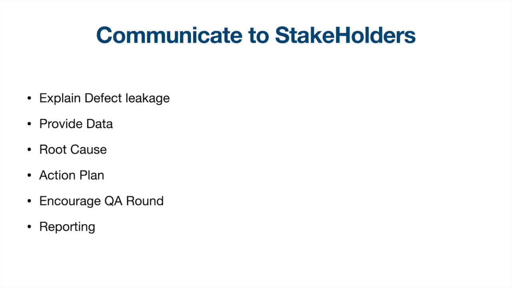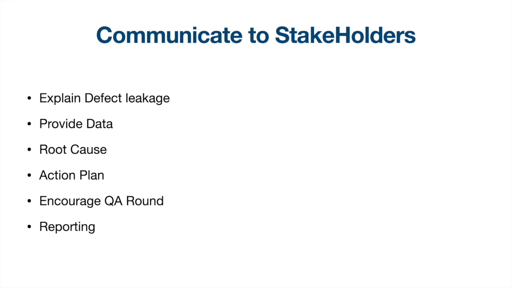So how to communicate to stakeholders about the defect leakage? The first thing is to explain the defect leakage: why we have it, in which areas we have it, and how much percentage we have, like we have the formula with us. If you are providing data with proper calculations, then it will be easy for stakeholders to understand that this much defect leakage we have in this cycle, which is less or more than the previous cycle.